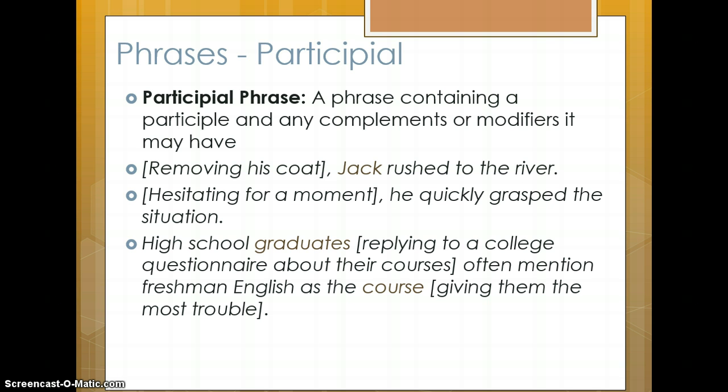Hesitating for a moment, he quickly grasped the situation. Hesitating for a moment is an adjective that modifies he. It tells us what he was doing.